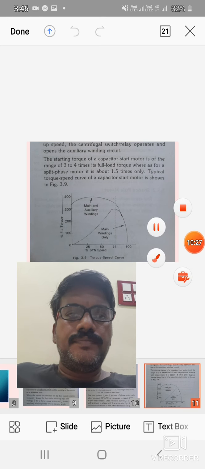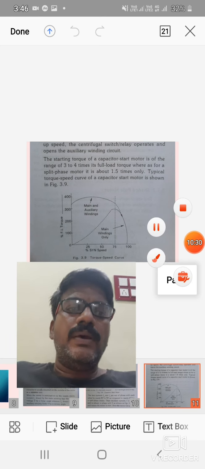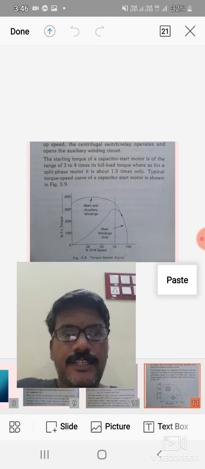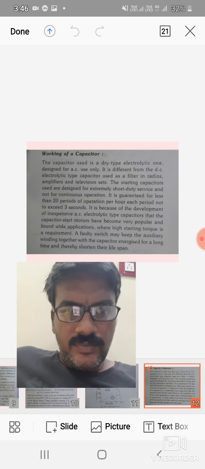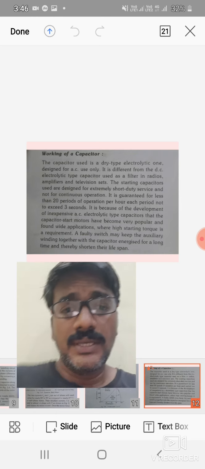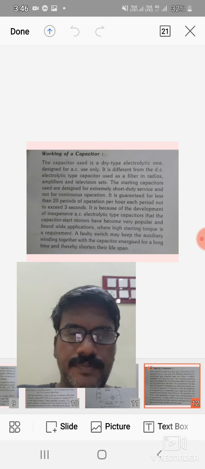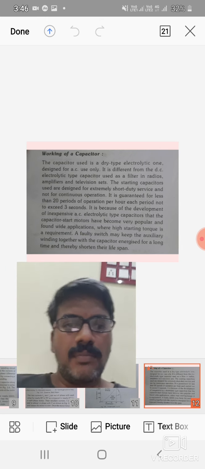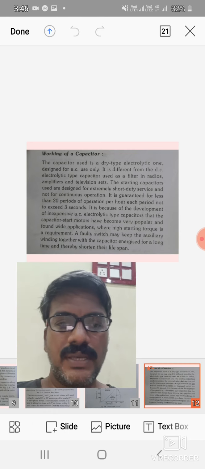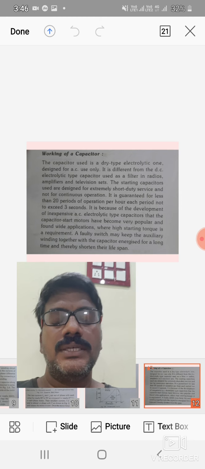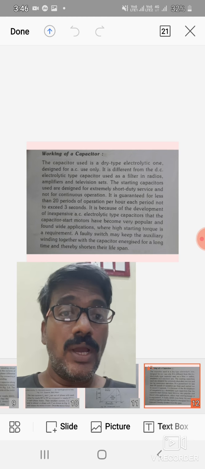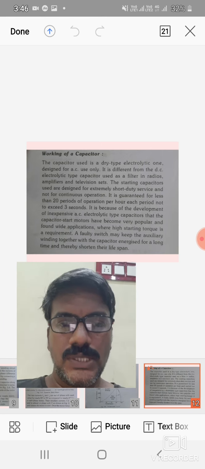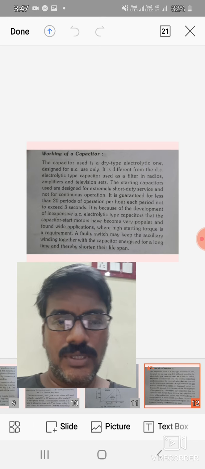By using a capacitor start motor, we can get high starting current, very high starting current, right? By using a split phase motor, we are getting very small starting current, but by using a capacitor start motor, we can get 3 to 4 times the high starting current, right? So this is the working principle of capacitor start motor.